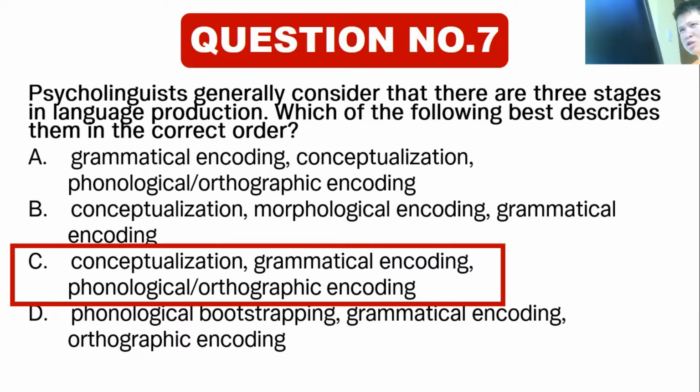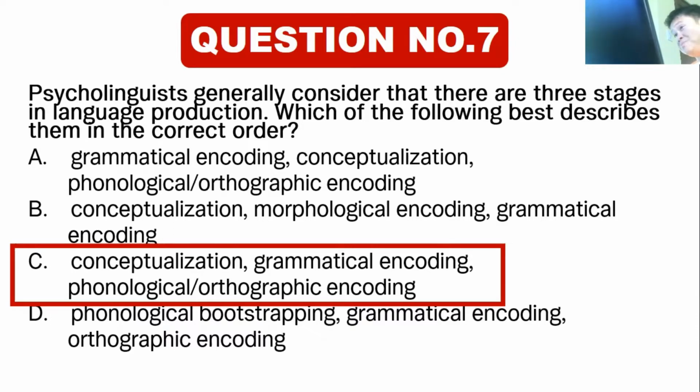Well, psycholinguists generally consider, who are they? What do psycholinguists study? Of course, psycholinguists are social scientists who study psycholinguistics, which connects psychology and linguistics. So psycholinguistics is a marriage between psychology and linguistics. Psycholinguistics is concerned with the cognitive, meaning in the mind or in the brain, the cognitive faculties and processes that are necessary to produce the grammatical constructions of language.